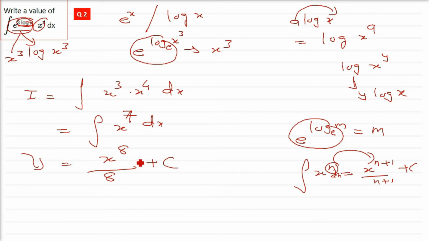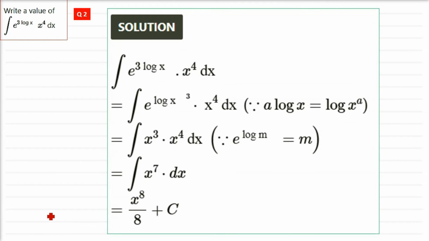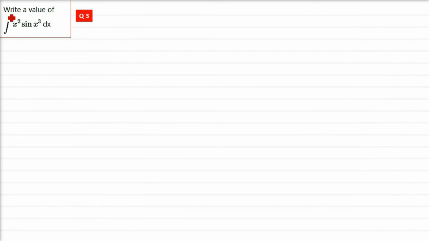This is your integral. Now this is how you're going to write it, because I told you very deeply what all concepts are used here, but this is how you have to actually write it. Next one is x square sine x cube.